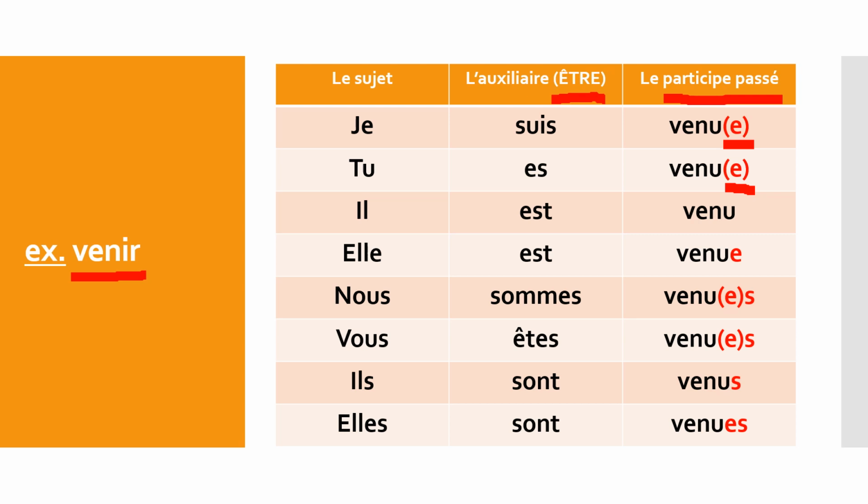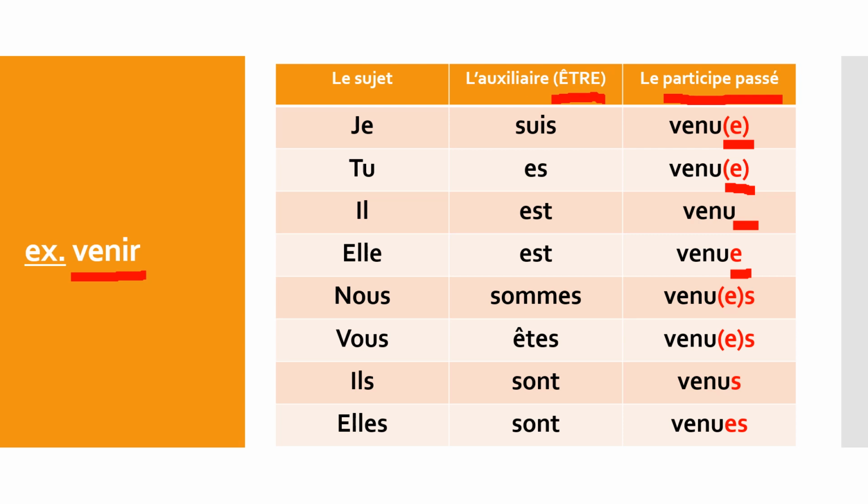Il est venu. He came. There's no agreement at the end of venu here because il is always masculine singular. Elle est venue. She came. I put a definite E at the end of venu because elle is always singular and feminine.